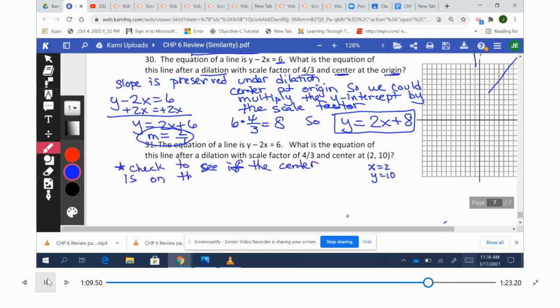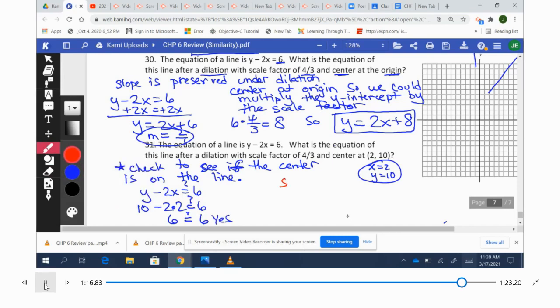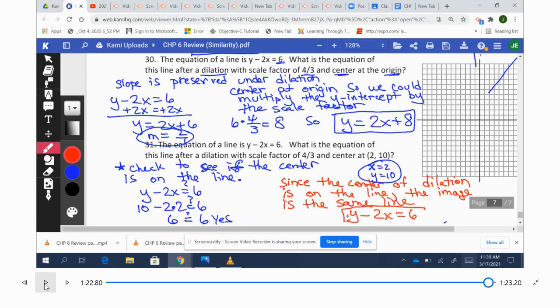When you plug in the coordinates to the equation, if both sides work out, then that point's on the line. So 6 is equal to 6, which tells us 2,10, the center of dilation, is on the line. The moment you figure that out, you know the equation of the image because it's the same exact line.